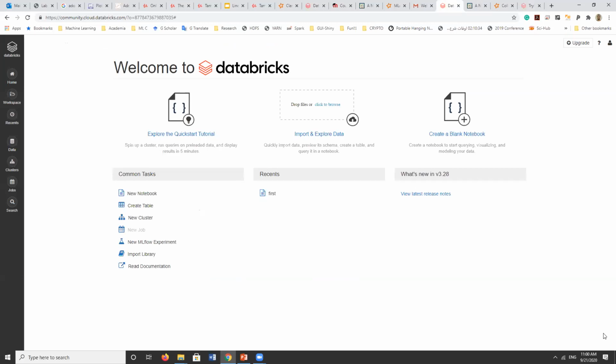Okay, the next step is just be sure that you already downloaded the movie lens dataset. So you want to enter the movie lens dataset to this Databricks environment. If you already downloaded the movie lens dataset, that's good. But if you didn't, please go to the movie lens website and download the ML100K file and unzip.